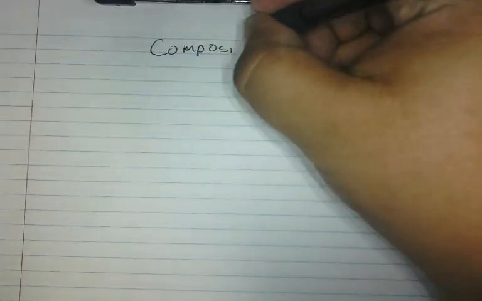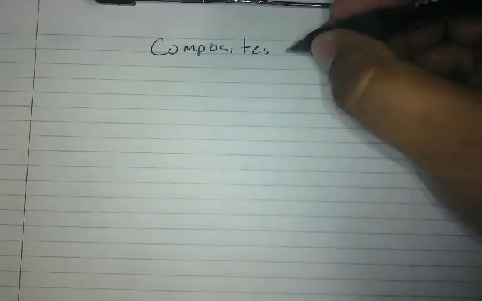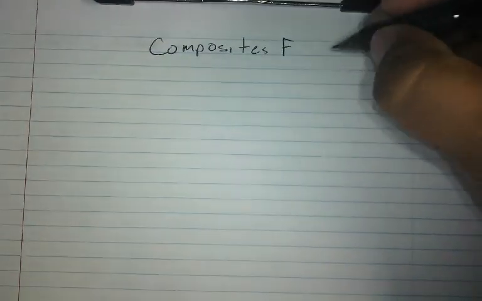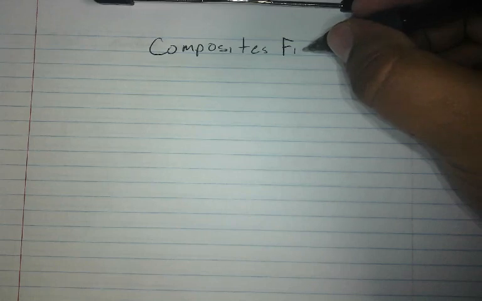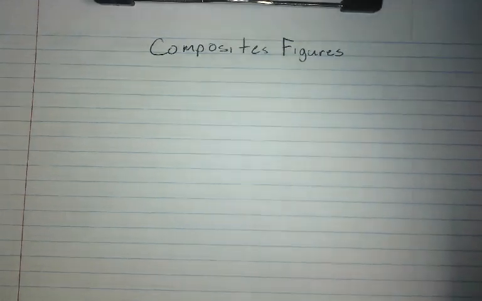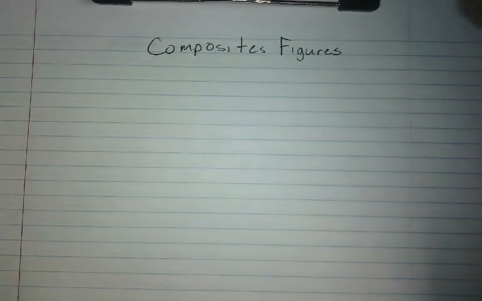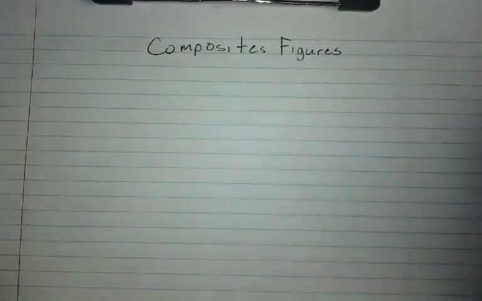Alright guys, so we're going to continue talking about area like we did in the last lesson, but this time we're going to be talking about composite figures. So composite figures are when we have a shape made up of two or more shapes. Composite figures are combining two different shapes and putting them together.